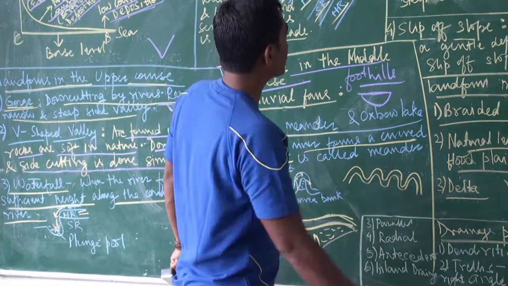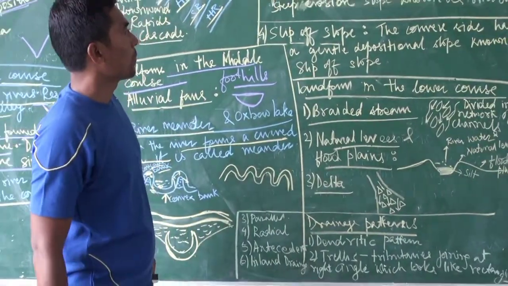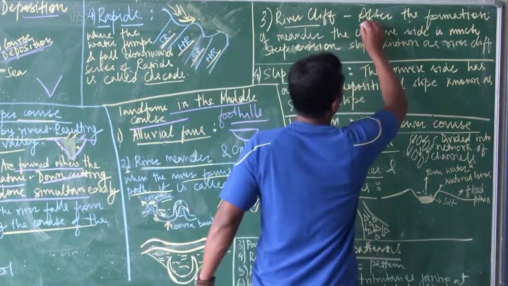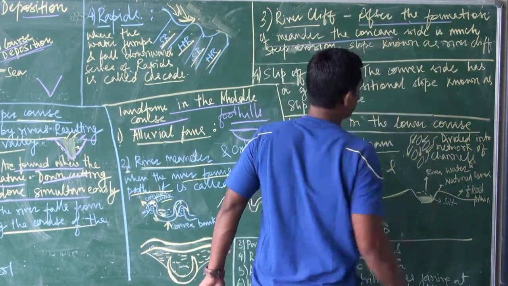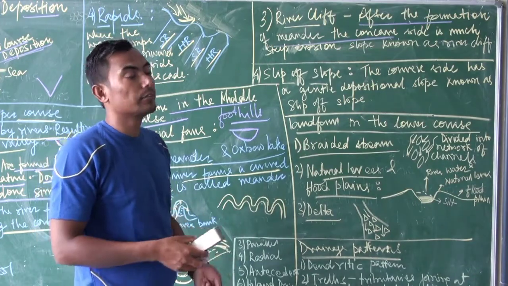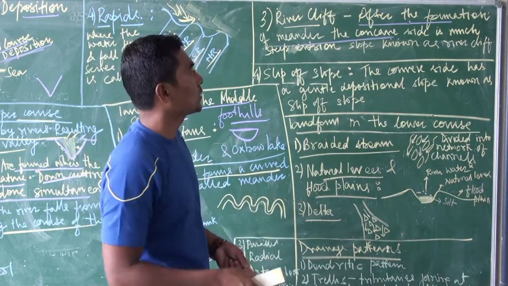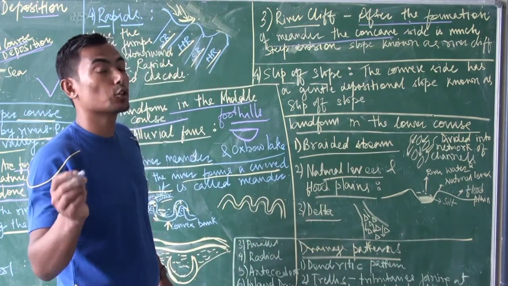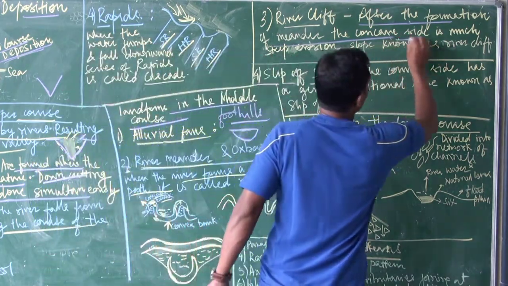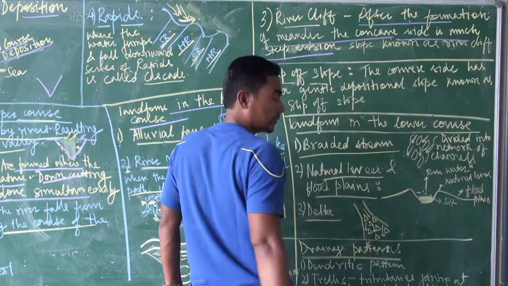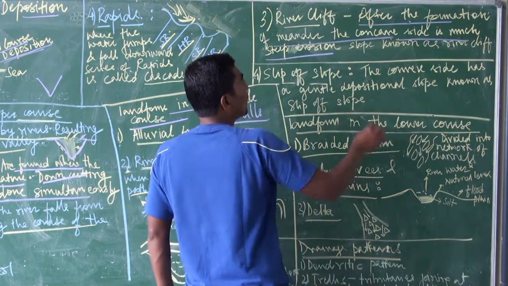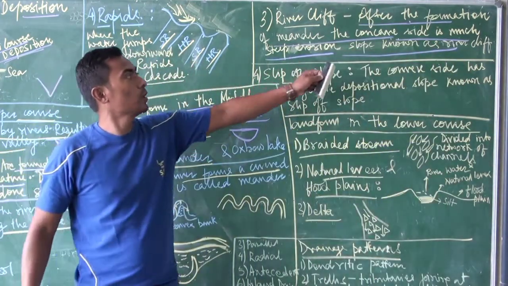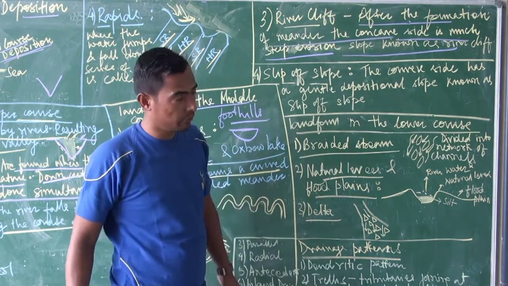Next, river cliff. River cliff comes into existence after the formation of the meander. When the meander forms, the concave side, where the erosion is much higher, becomes much more steep, resulting in an erosional slope known as the river cliff.